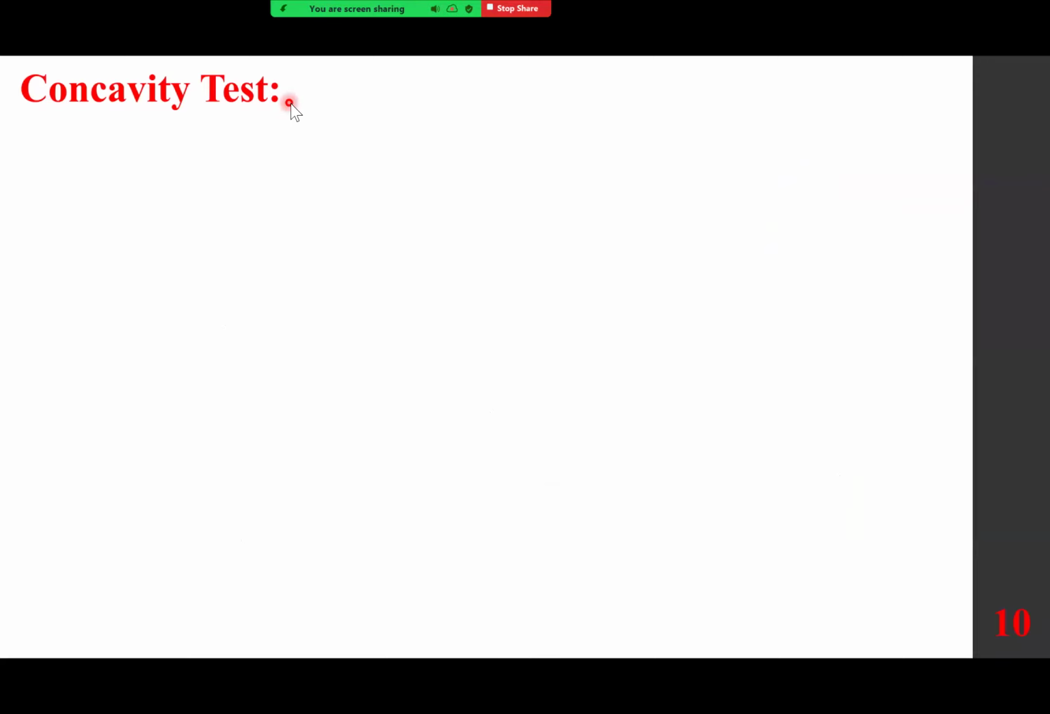Concavity test. y double prime, we go with the second derivative. If it's positive, the curve is concave up.